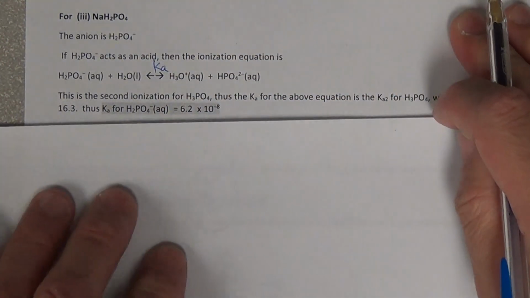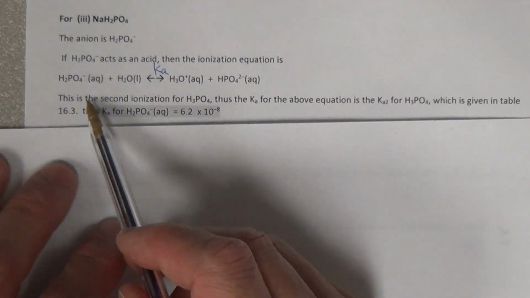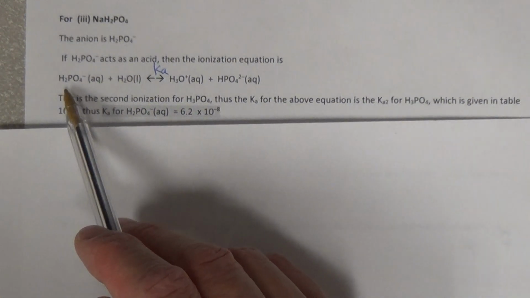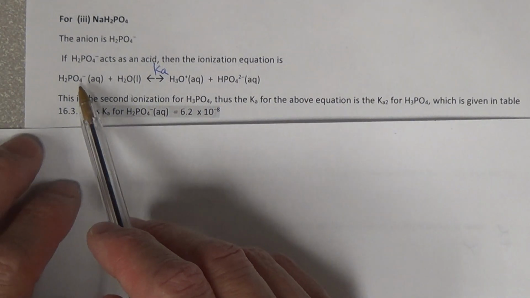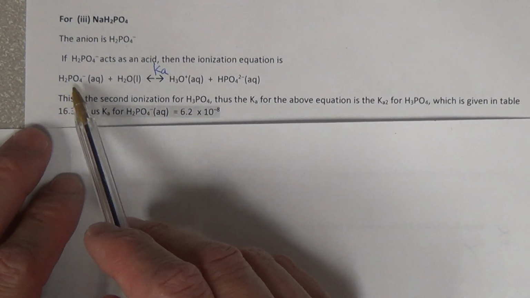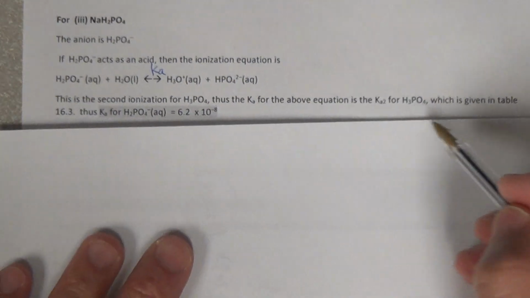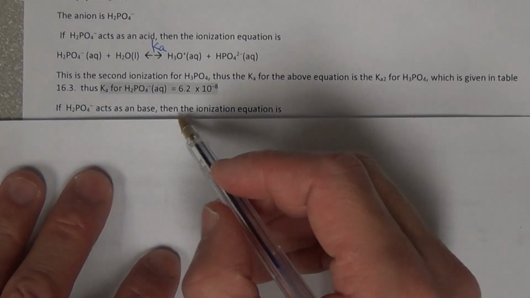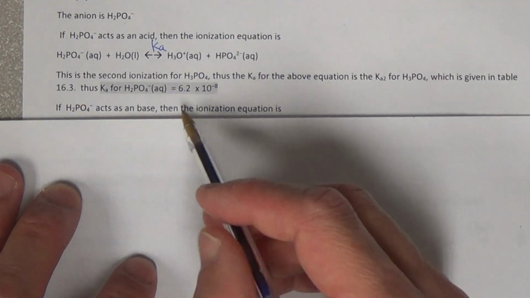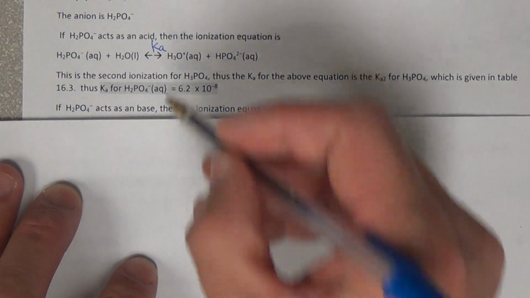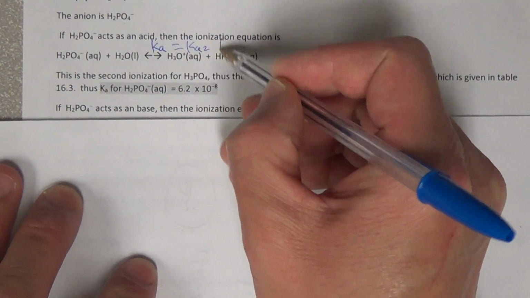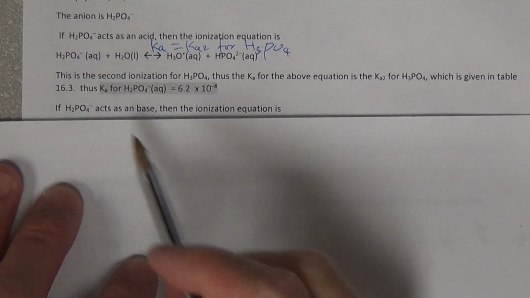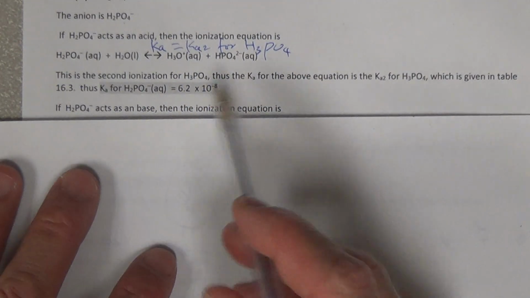As written. So now, how big is the Ka? And then we have to realize what this process is. You already lost an H from the H3PO4. You start with H2PO4-, so this is the Ka2 for H3PO4, which is given in the table. So we just look at table 16.3 and find the Ka2. So this equals Ka2 for H3PO4, and H3PO4 Ka2 equals 6.2 times 10 to the -8.